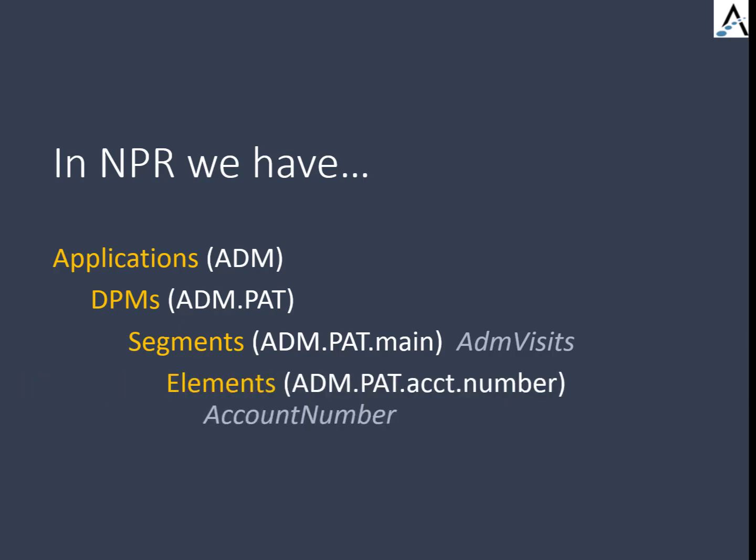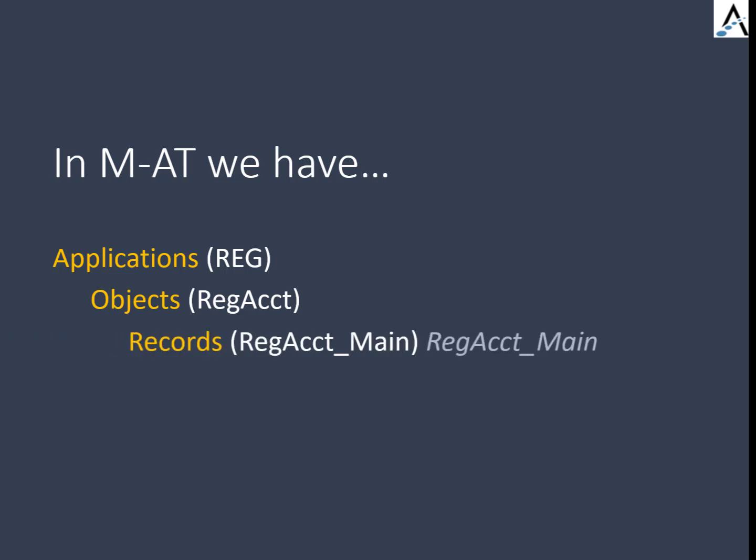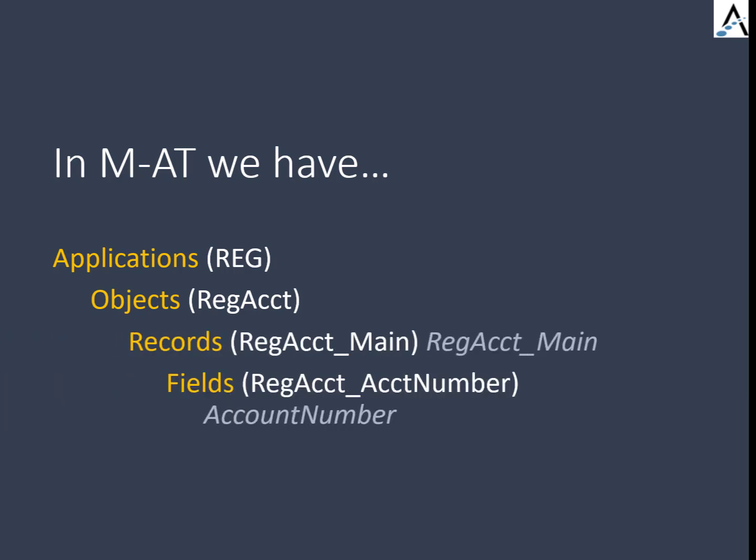We're using the admissions application here to illustrate how these components are denoted in NPR. Also note that an NPR segment is the equivalent of a DR table, while the element is very much like a table field in DR. MAT systems are similar, with an application, like registration here, at the topmost level, followed by objects, followed by records, again, which are roughly the equivalent of a DR table, and finally fields.